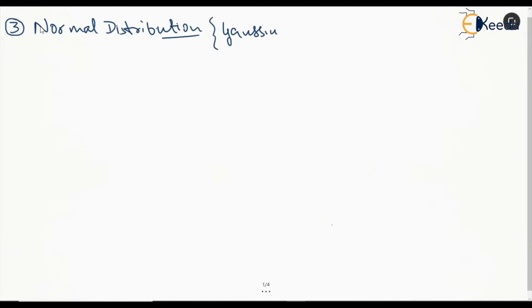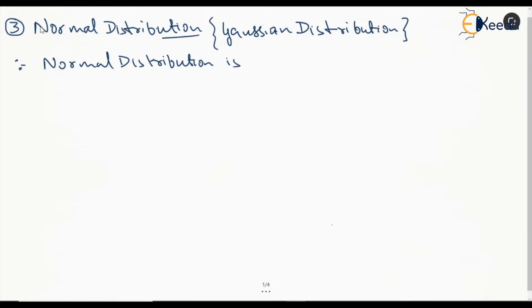Hello friends. Now that we have already discussed exponential distribution, uniform distribution and continuous distribution, now is the time we'll discuss the third one, which is normal distribution. This is also known as Gaussian distribution. Now, again, this normal distribution is an approximation to the binomial distribution.